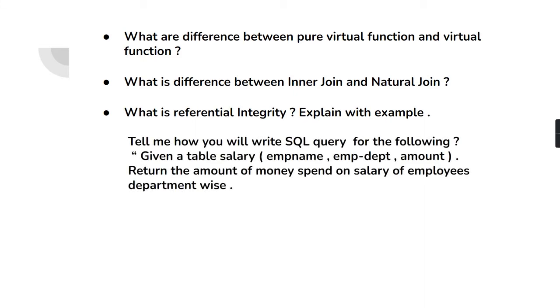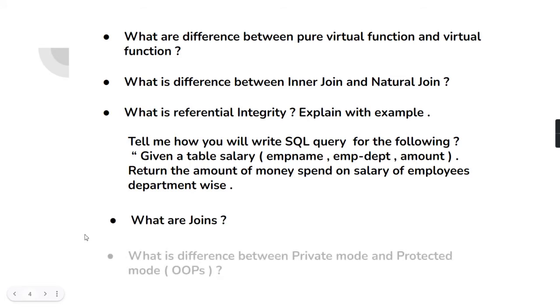Then he gave me a SQL problem, and he asked how will you solve that problem. Like, he asked for the approach. So the question goes like this: I was given a table salary, and I had to return the amount of money spent on salary of the employees department wise. You can use group by. And the next question was, what are joins? And the next was, what is the difference between private mode and protected mode? That is again an OOPS question.